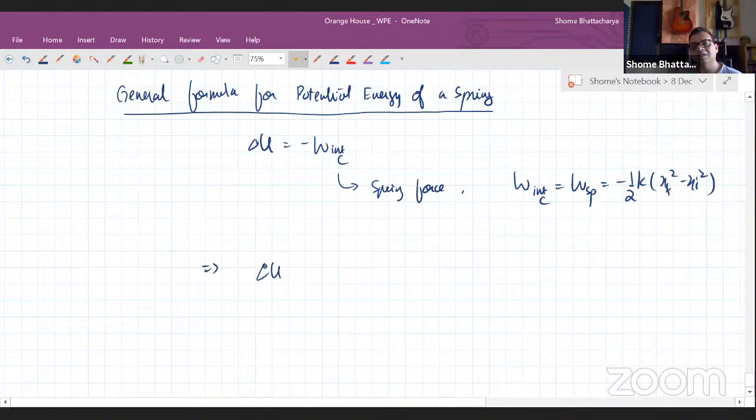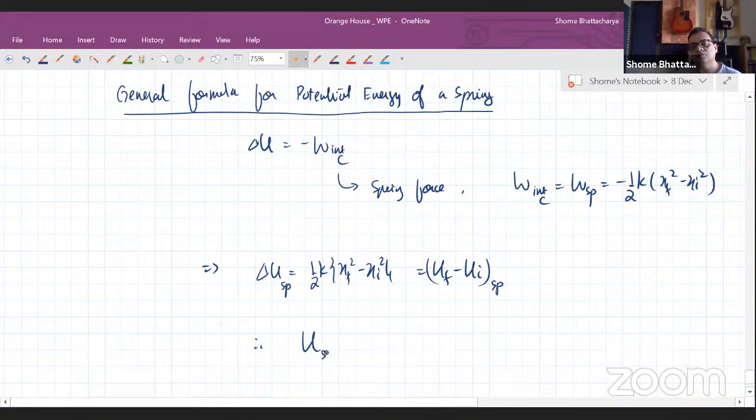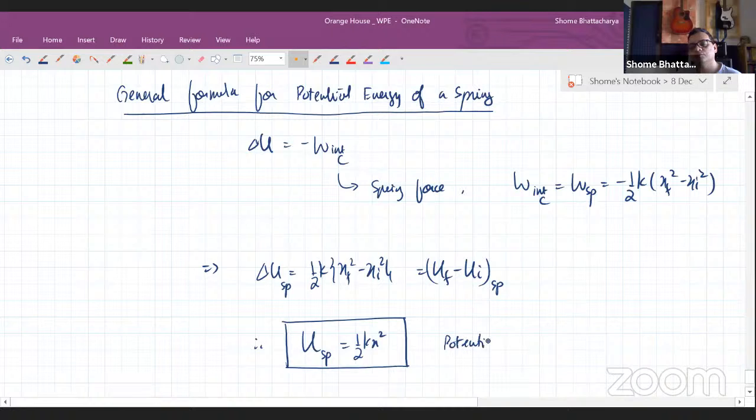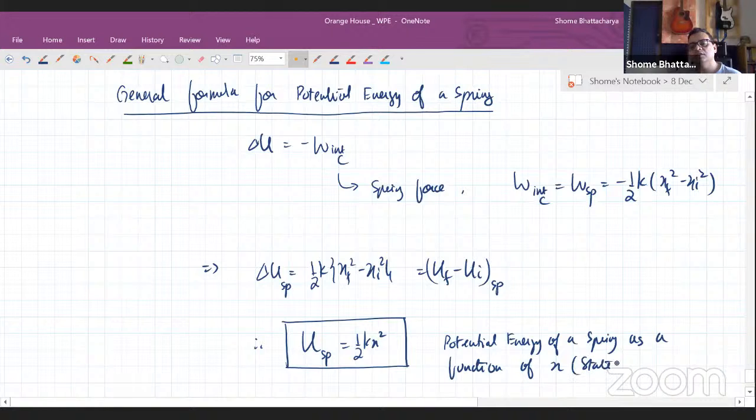So delta U, in the case of the spring, it becomes half K times x final square minus x initial square. Okay. So this is basically final potential energy minus initial potential energy for a spring. So by comparison, you can see that potential energy for a spring will simply be defined as half kx square. This is the formula for potential energy of a spring as a function of x, which is nothing but the state or configuration of the spring.